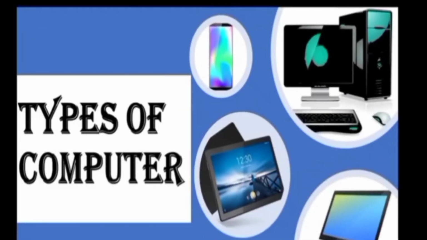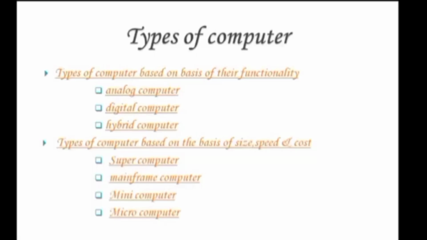We all know that a computer is a data processing machine that works on the input data given by the user, processes that data, and after processing provides the desired output to the user in the form of information and meaningful results. Here the types of computer can be categorized into two parts. Number one, on the basis of their functionality. On the basis of their functionality, the computer can further be classified into three parts.